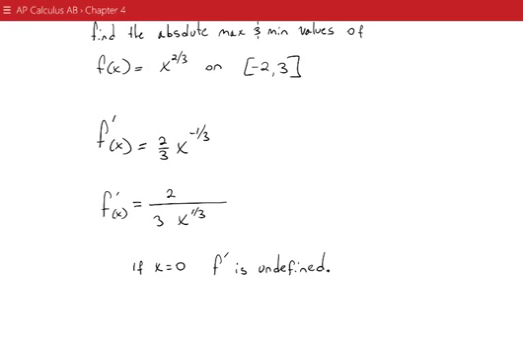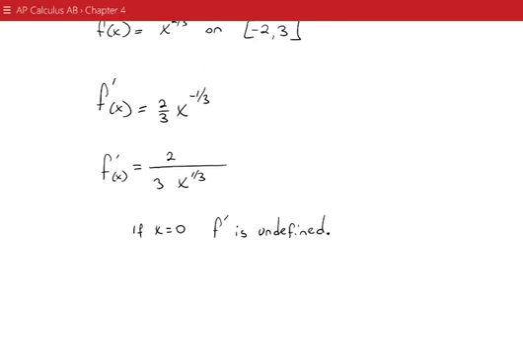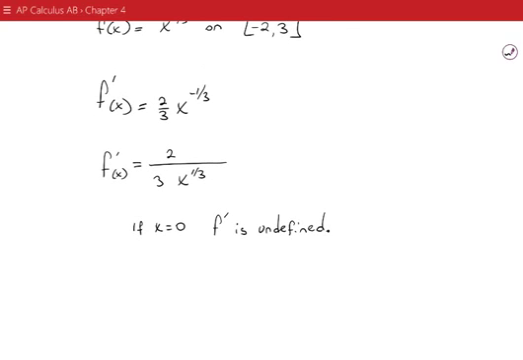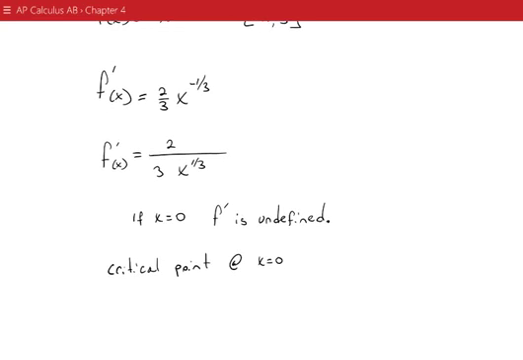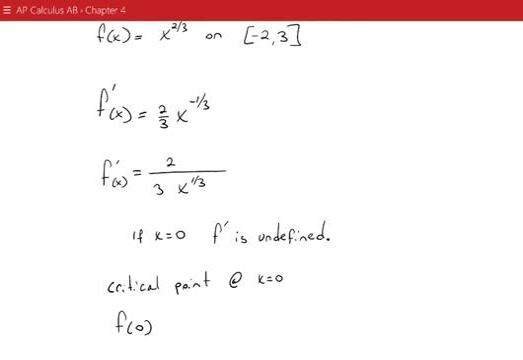So we're going to want to check the function, not the derivative, for its value at 0. We're also going to check the endpoints. So our only critical point is at x equals 0. We also need to check the endpoints. So we're going to check f of 0, that's our critical point, and we're going to check our two endpoints because they're inclusive, -2 and 3.